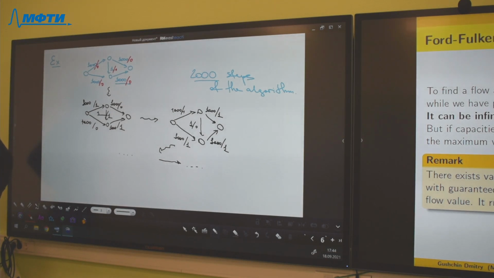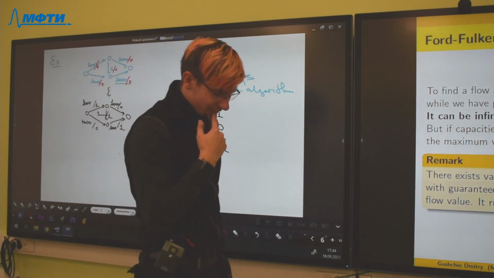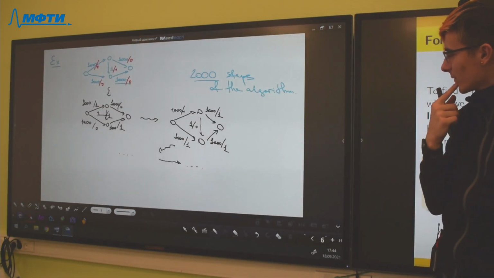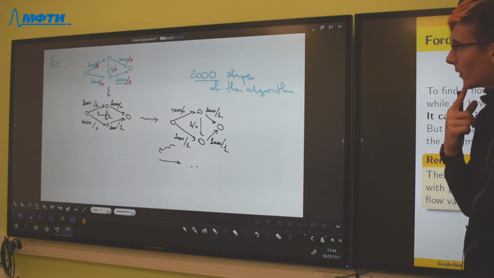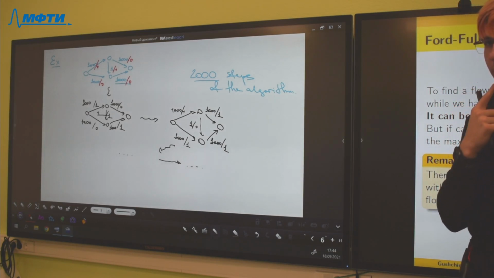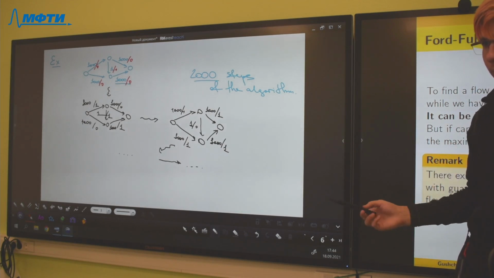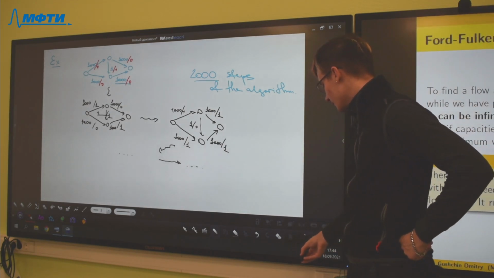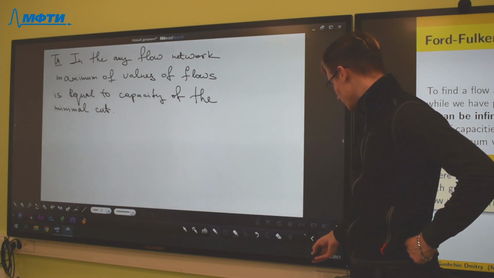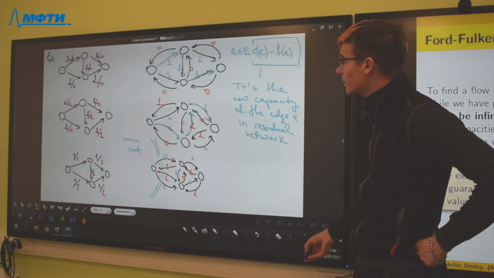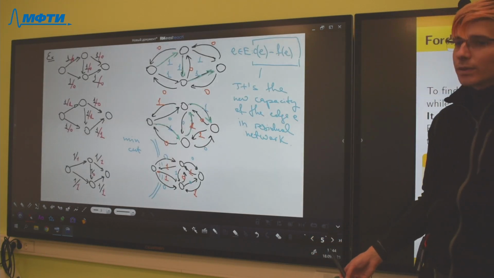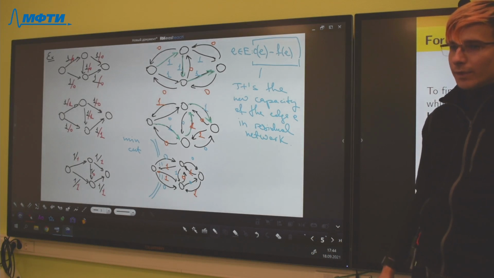Who understands it? You? Other? Understand? Okay, any questions? Can you make a question about this? Do you understand the Ford-Fulkerson algorithm? Nope. I need to repeat it. Okay. Do you understand what is the flow network?